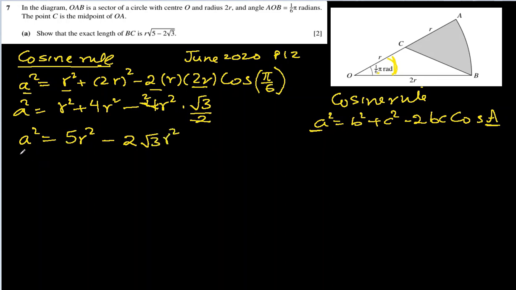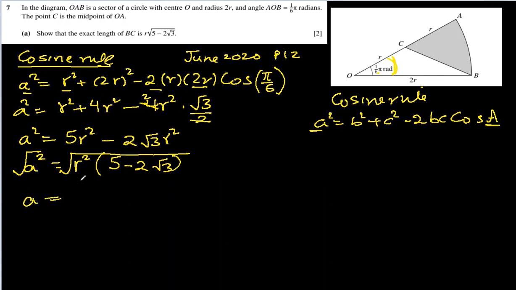Alright, so now before square rooting both sides, we have to remove r. r has to be outside, right? So let's keep it like this. a square equals r square, and we are left with 5 minus 2 square root 3 inside. And now we will square root both sides. The square root cancels out a square, and r square and the square root will also cancel out, so just r, but the remaining one will remain inside the square root, which is 5 minus 2 square root 3, and this is what they asked us to show.